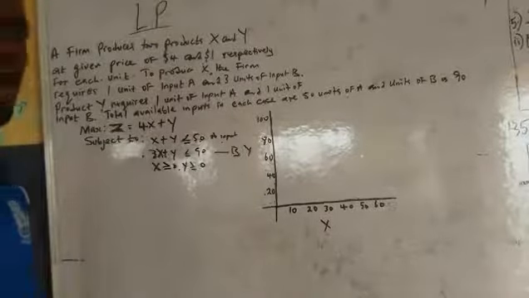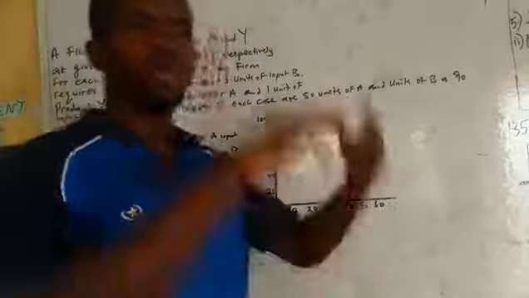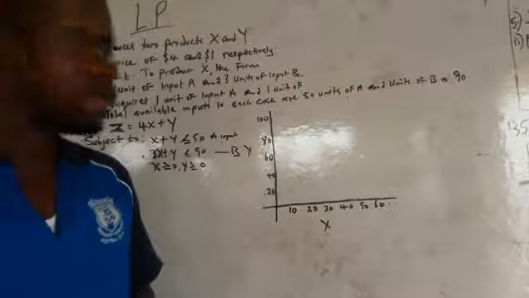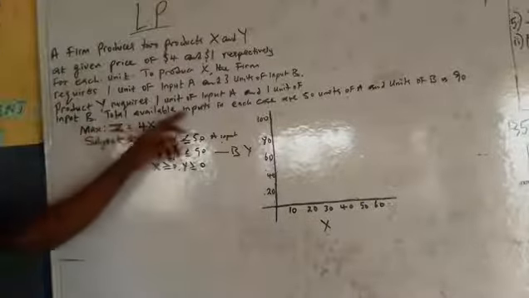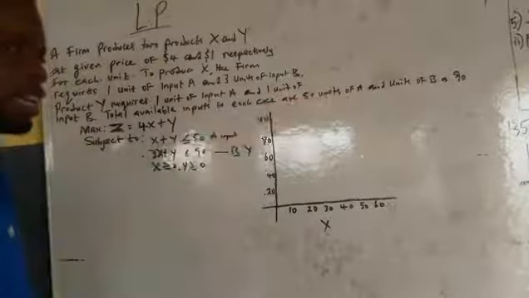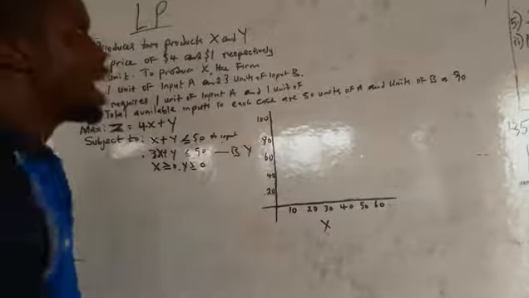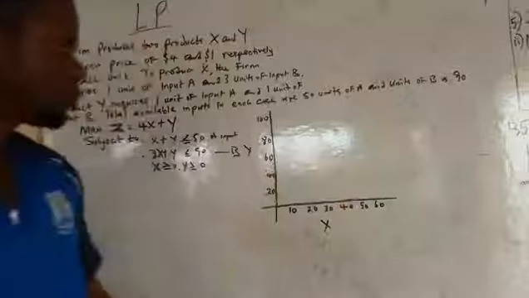But don't forget, we don't have all the inputs to produce for the whole world. The total available inputs in each case are 50 units of A and 90 units of B.